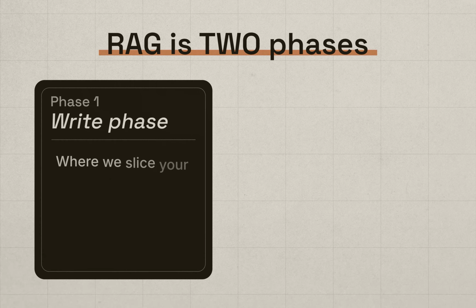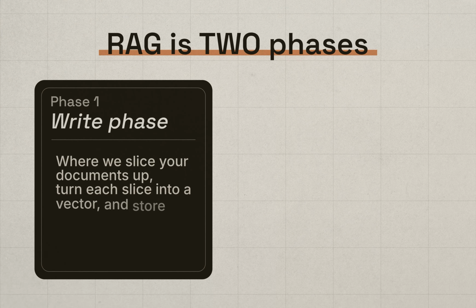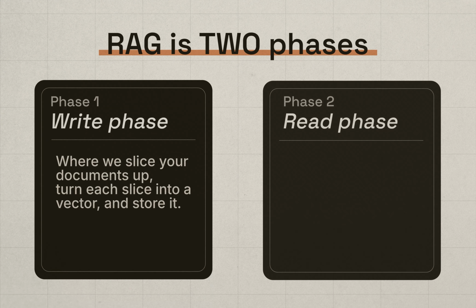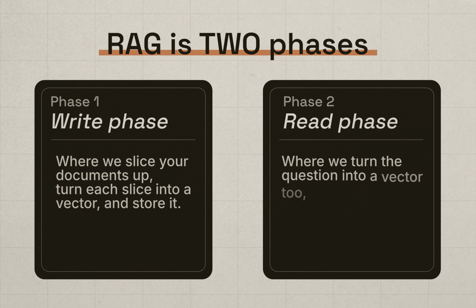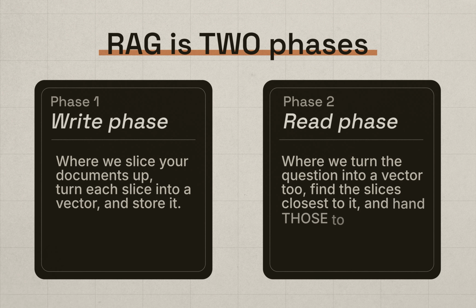And just quickly, some theory to recap, a RAG is only 2 phases. Firstly, a write phase where we slice your documents up, turn each slice into a vector, and then store it. Secondly, a read phase where we turn the question into a vector as well, find the slices that are closest to it, and then hand those to the model as context.